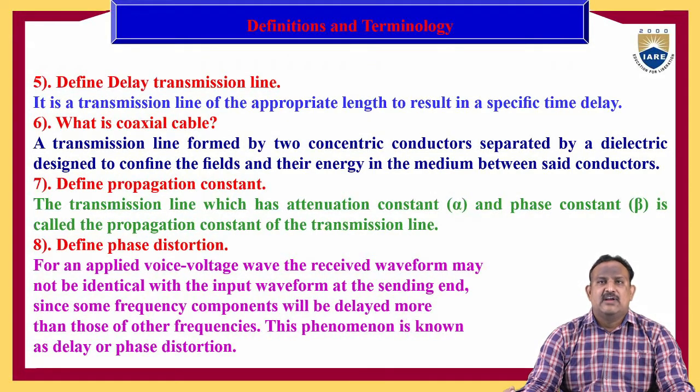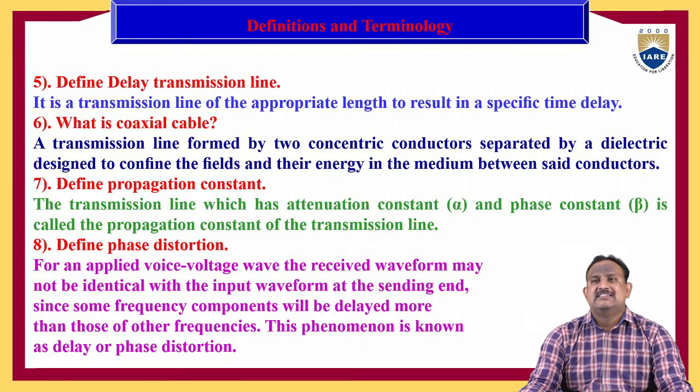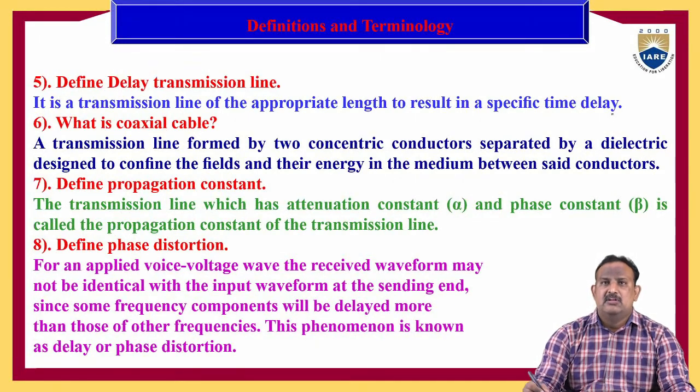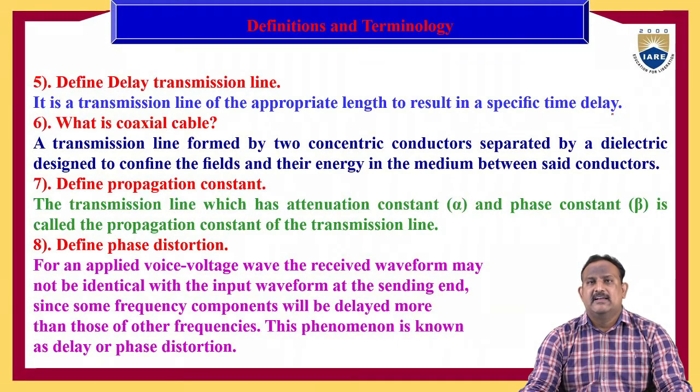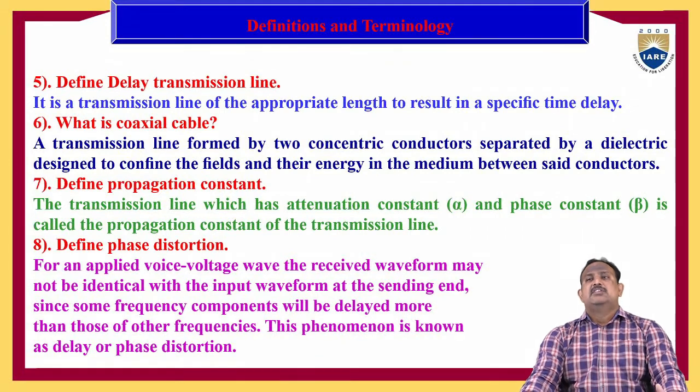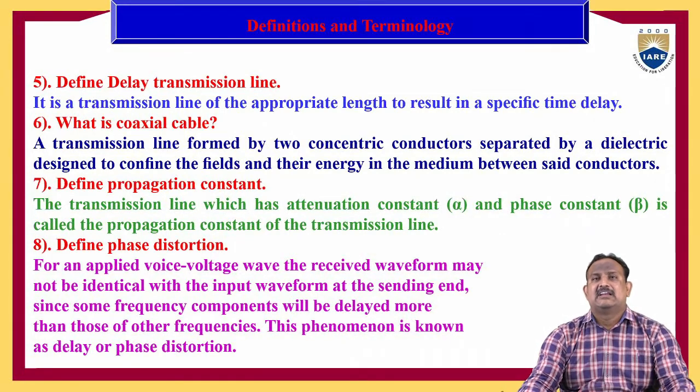Next, what is a coaxial cable? A transmission line formed by two concentric conductors separated by a dielectric, designed to confine the fields and their energy in the medium between the conductors, is known as a coaxial cable. A coaxial cable has two conductors, an inner conductor and an outer conductor, and between them we have a dielectric medium.